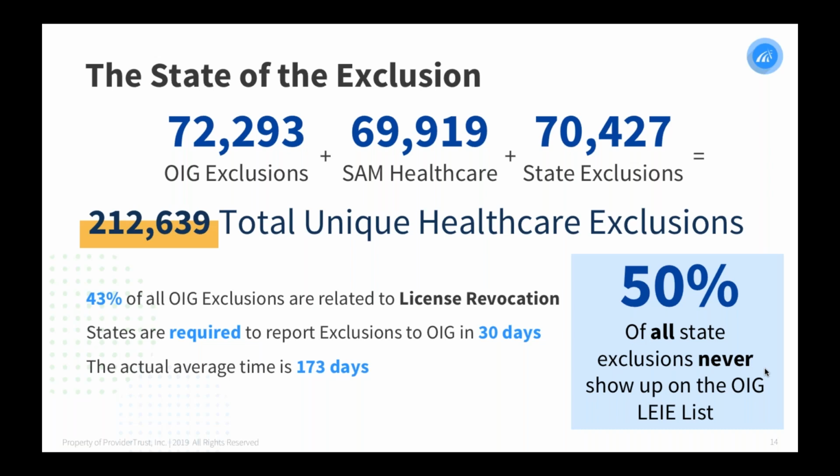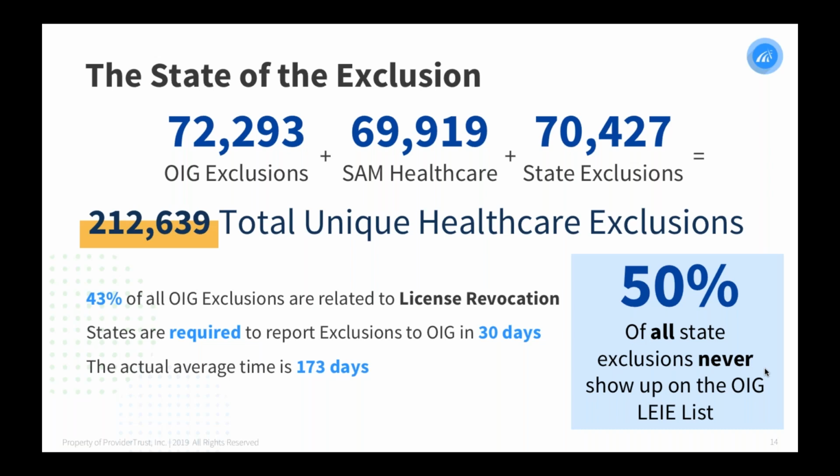Some interesting things to point out about each of these different sources and exclusions in general. You can see right there, of all the OIG exclusions that exist on that federal list, about 43% of those are related to a license revocation. So like we mentioned earlier, licensure issues ultimately can result in an exclusion, and they make up a big chunk of the exclusions that exist.